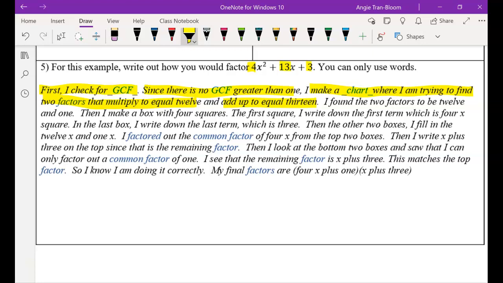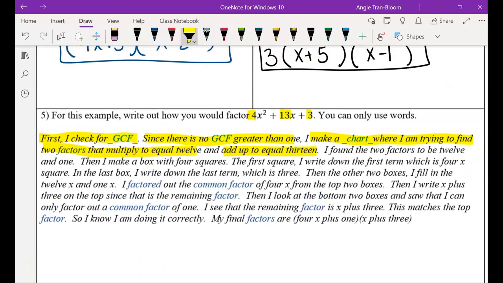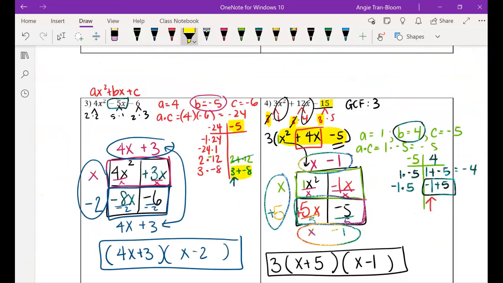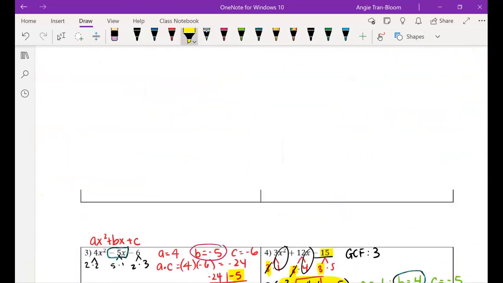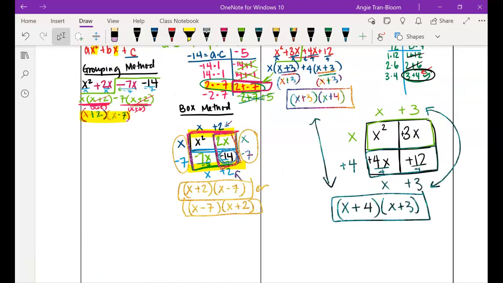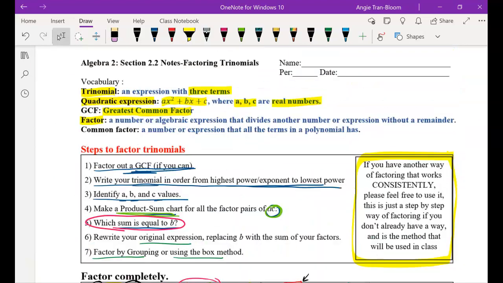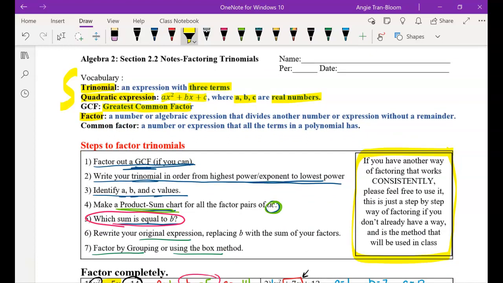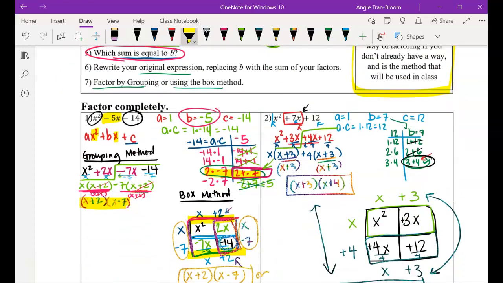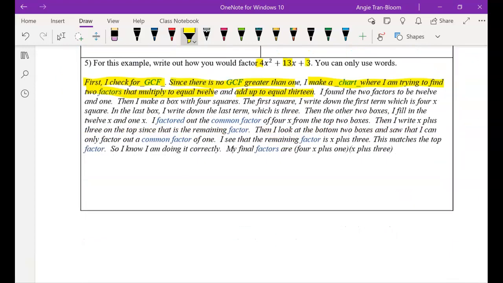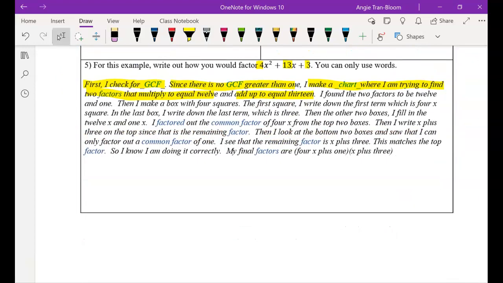Okay. Now, there could be some variations, but I would like for you to use the correct mathematical words or terminology. What I've done here, I'm just rolling back up so you can see, is sort of using all of this vocabulary right here. So use the word factor or factors, I factor out, common factor, GCF, trinomial, exponents, any of those. So use the correct mathematical words. I found the 2 factors to be 12 and 1.